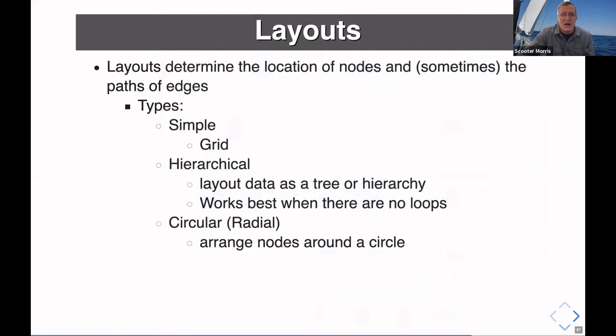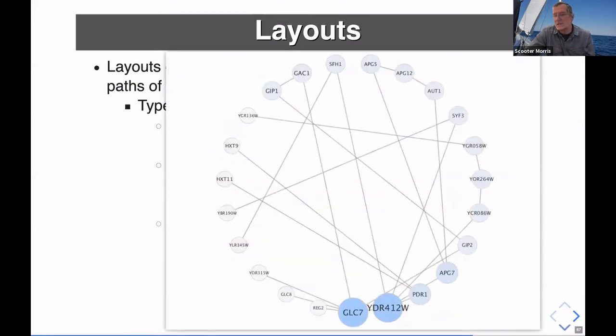Circular layouts: here you can see I've arranged this data in a circle, but I've also ordered it based upon degree. I've sized the nodes and colored the nodes based upon degree. And you can see how ordering it this way gives me some visual idea of where my high degree and my low degree nodes are.